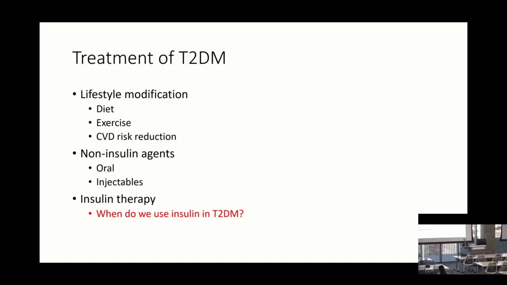So when do we use insulin in type 2 diabetes? Examples. What are some scenarios we use insulin in type 2 diabetes? Anybody? If it's extremely uncontrolled and the beta cell dysfunction decreases so much so that you aren't producing enough insulin with lifestyle modifications. Okay, that is correct.